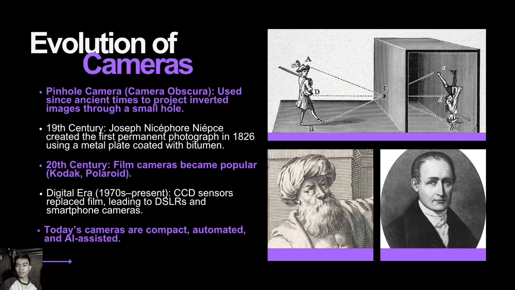Imagine waiting that long for a single photo. Then came George Eastman's Kodak in the late 1800s, which made photography accessible to everyone. Cameras became portable and user-friendly. In the 20th century, film dominated, from black and white to color and even instant photos from Polaroid. Finally, in the digital era, starting in the 1970s, engineers developed CCD sensors, replacing film with pixels. These paved the way for digital cameras, DSLRs, and the high-resolution smartphone cameras we use today. From boxes with holes to pocket-sized wonders powered by artificial intelligence, cameras have evolved remarkably. Yet their core idea remains the same: capturing light to tell a story.